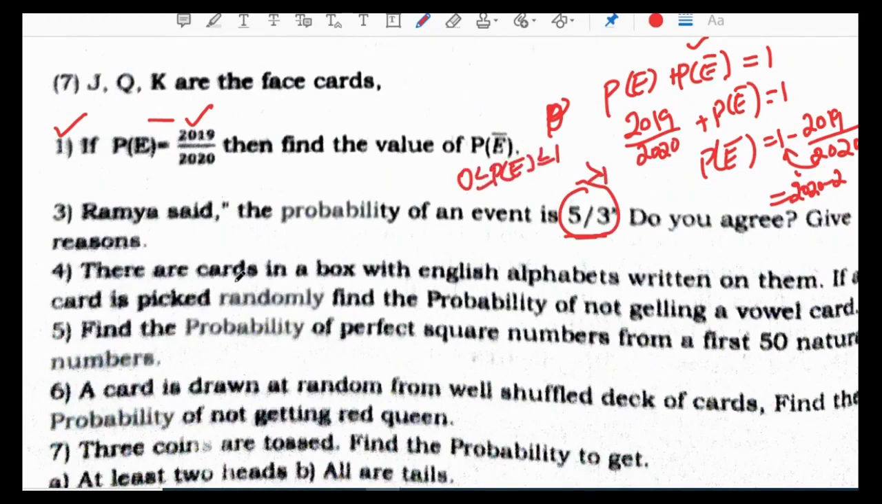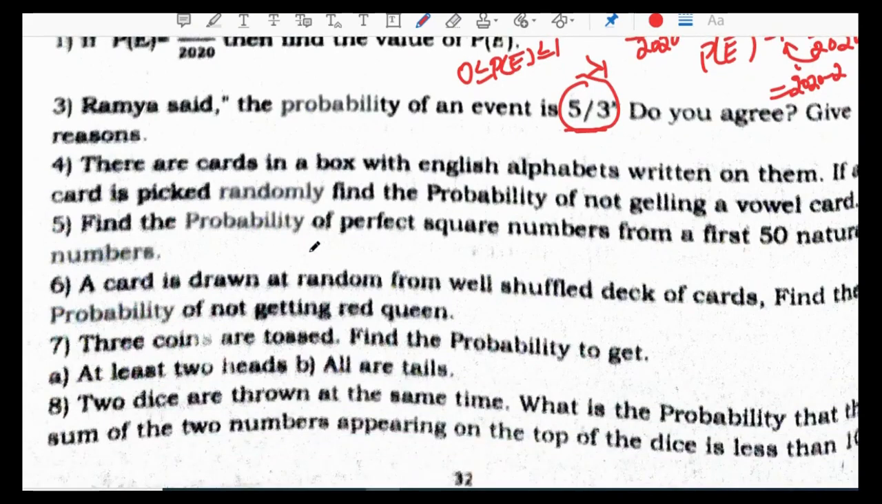There are cards in a box with English alphabets written on them. If a card is picked randomly, find the probability of not getting a vowel. Probability of getting a vowel is 5/26. Total alphabets are 26, vowels are 5. So probability of not getting a vowel will be 21 by 26. So consonants will be 21. Total possible outcomes are 26.